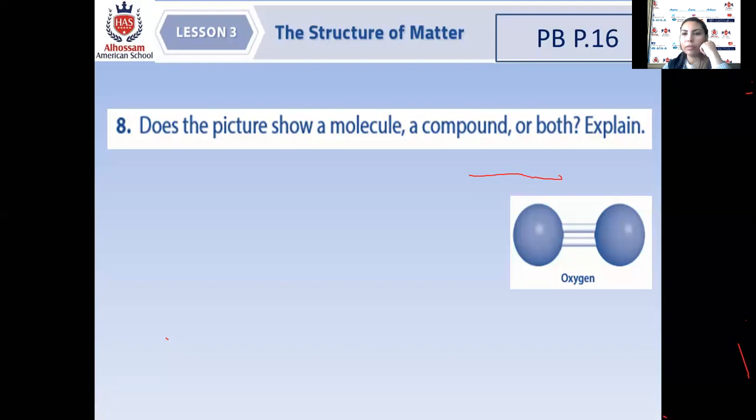Stop annotating because it will show us now who did that. Okay? So, guys, who knows the answer?